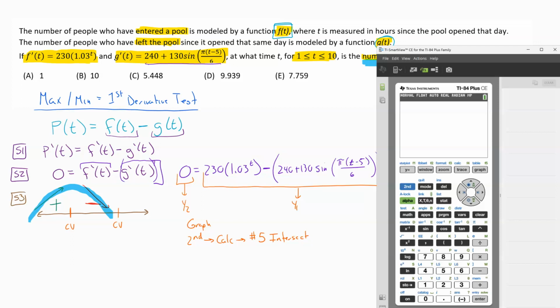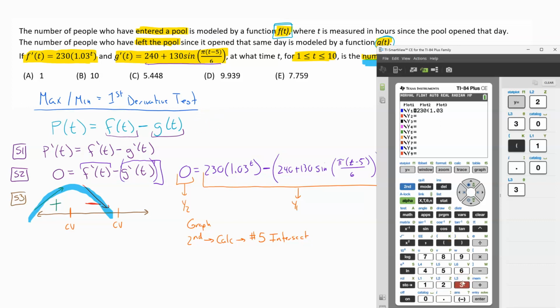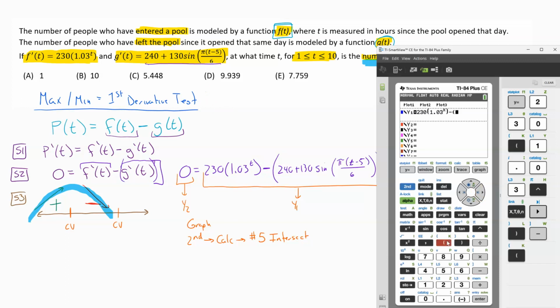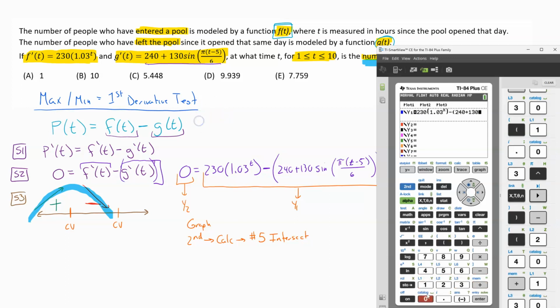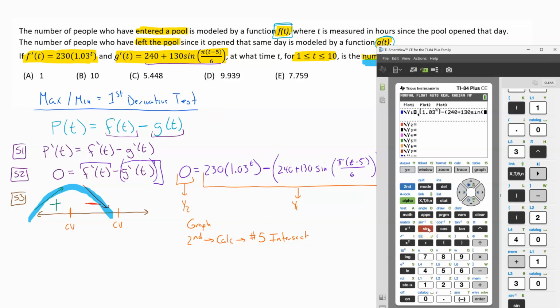So I open up my calculator, go to my y equals in the top left corner, and I start typing in what they gave me. So this would be 230 times 1.03. Whenever you're graphing, no matter what they call that variable, you're always going to call it x. And then I want to subtract, and again, don't forget you're subtracting that whole second piece, so make sure you start with a parentheses. Then we put in our 240 plus 130 times the sine of, and when you need a fraction, it's easier than putting in the parentheses everywhere. You can have the calculator split this into a fraction for us.